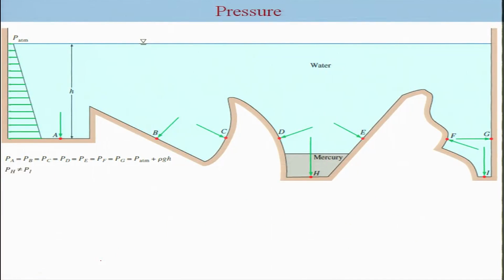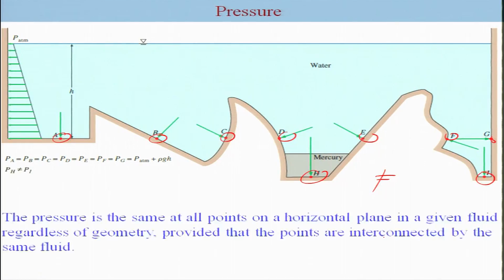This also tells you that the pressure along the horizontal points for a given fluid will remain constant, though the pressure in depth increases. This complex geometry tells you that the pressure here is the same as here, here, here, here, here and here, but the pressure here and this are not the same for the simple reason that this is a different fluid. So, you need to have the same fluid in order to have equality of pressure.